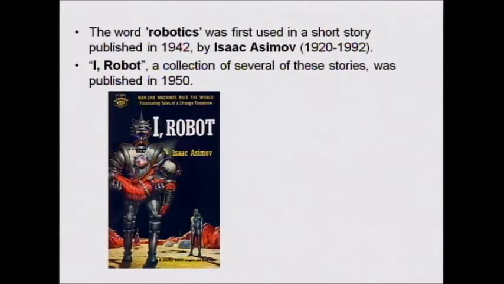You have read Isaac Asimov's stories on robots. He's the first one who introduced the term robotics, and in 1950 he introduced a series of books called I, Robot. In those books, he introduced robots as creatures that are there to help and protect humanity.